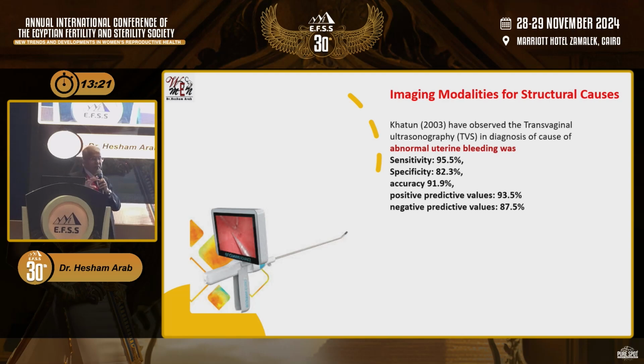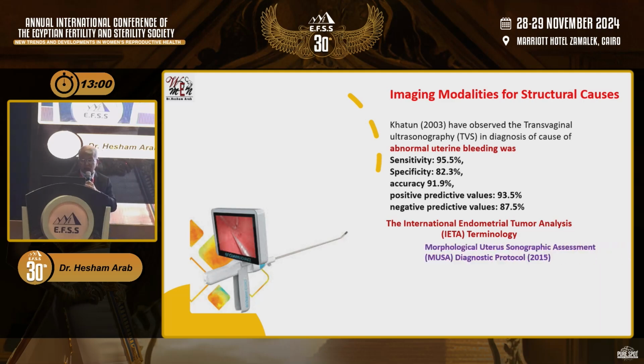Of course, there are many terminologies involved, also many techniques and approaches. For example, we have the International Endometrial Tumor Analysis terminology, IETA, which is mainly to look for hyperplasia, looking at the vessels, the thickness, and the description of the endometrium itself. Then came also the Morphological Uterus Sonographic Assessment, the MUSA classification, which is mainly for the fibroids as well as the adenomyosis. So this is one way of looking at the myometrium.